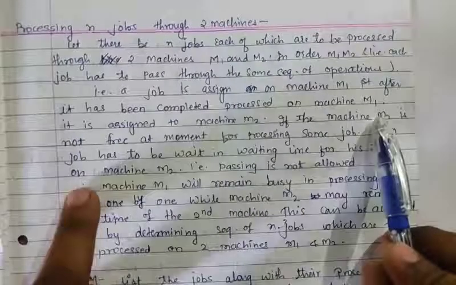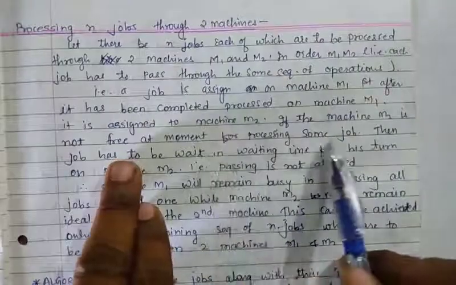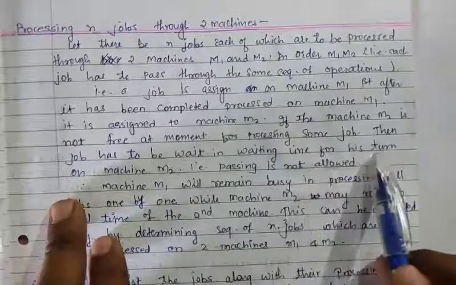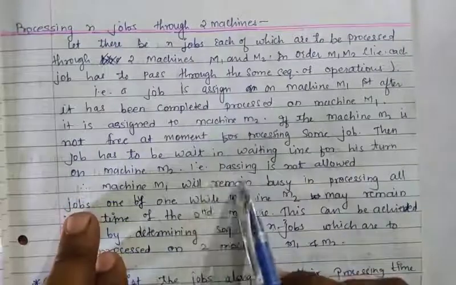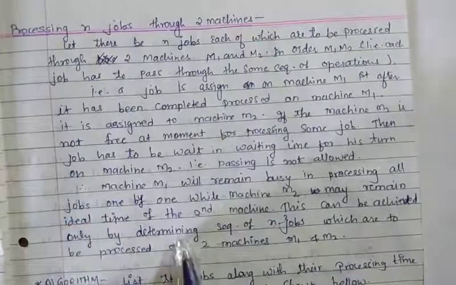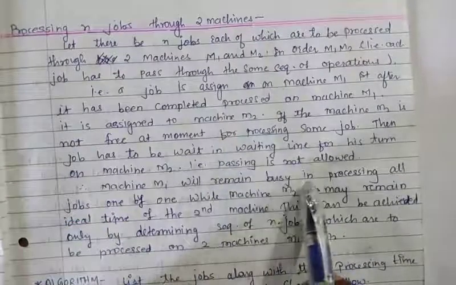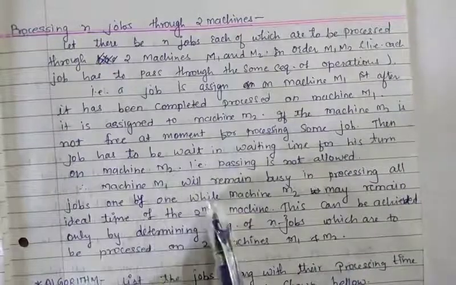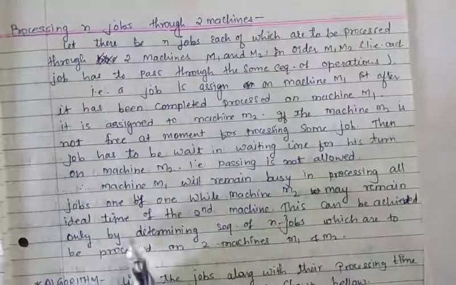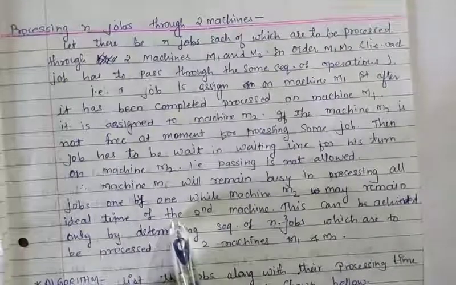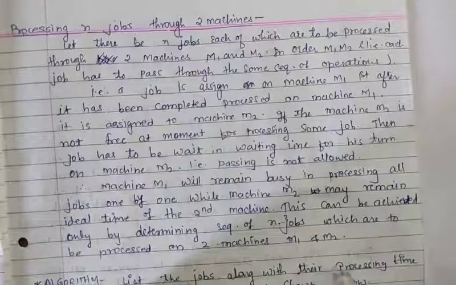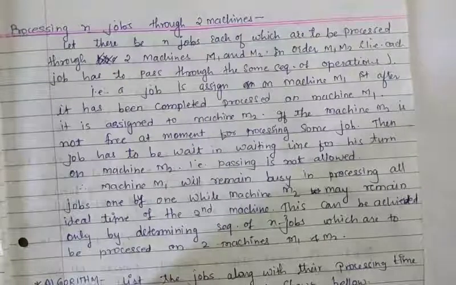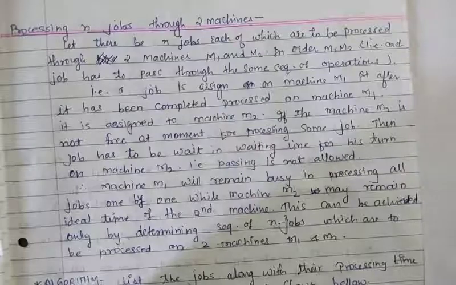If machine M2 is not free at the moment for processing some job, then the job has to wait in the waiting line for its turn on machine M2. That is, passing is not allowed. Therefore, machine M1 will remain busy processing all jobs one by one, while machine M2 may remain idle for some time. The aim is to minimize the idle time for the second machine. This can be achieved only by determining the sequence of n jobs which are to be processed on the two machines M1 and M2.